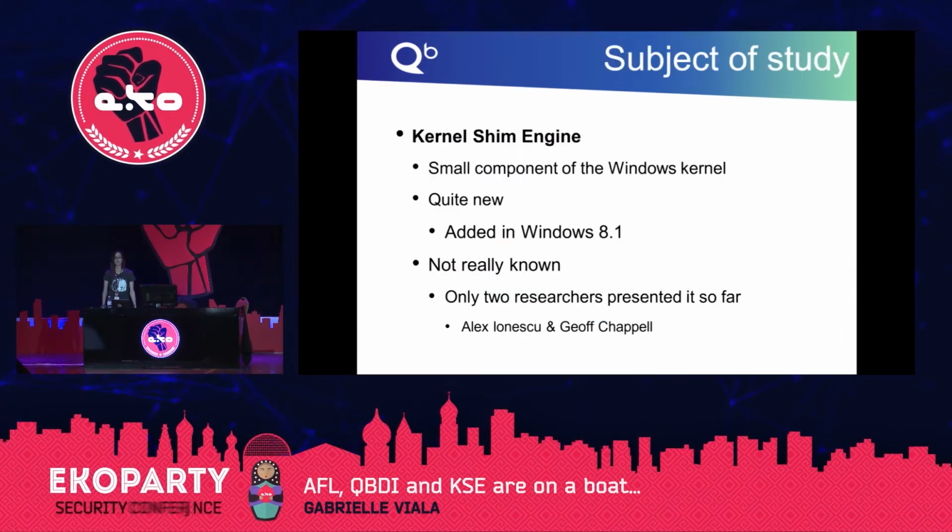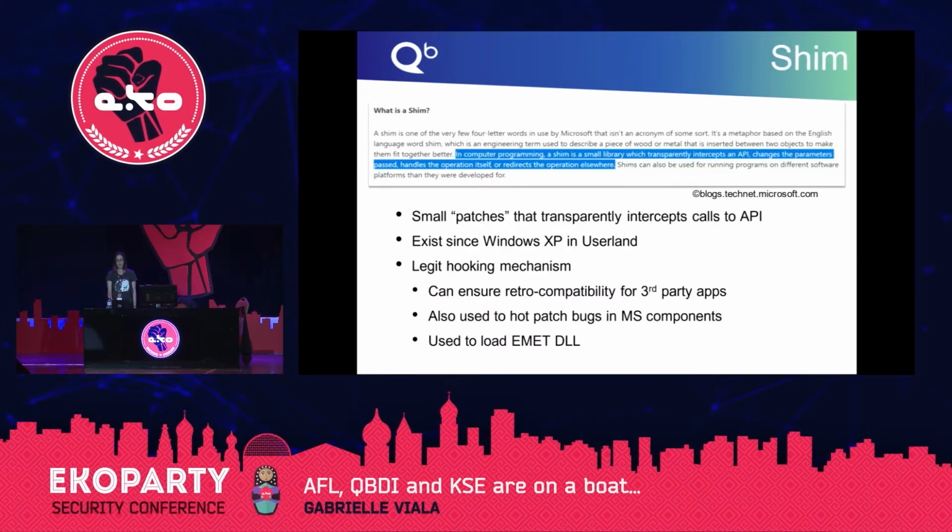Okay, so what is it about? Well, I'm going to speak about the Kernel Shim Engine, which is a small component in the Windows kernel. It was added in Windows 8.1, and for some reason it's not really known, as only Alex Ionescu and Jeff Chappell published stuff on it.